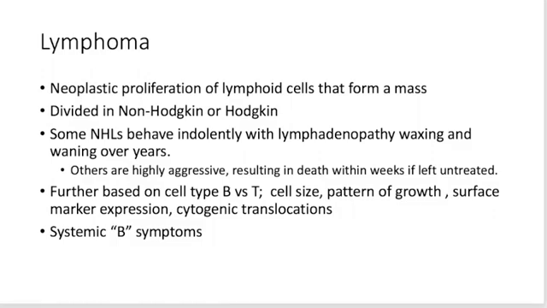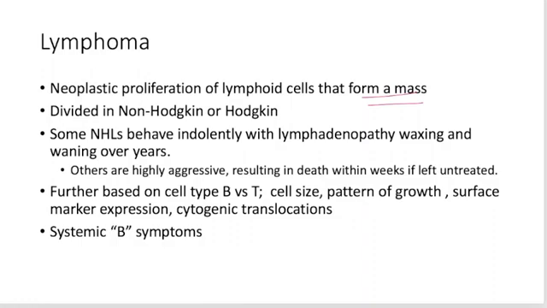Lymphoma. So now we're getting a neoplastic proliferation of lymphoid cells that form a mass. So this is not a circulating cancer. This now forms a mass. We have two types, non-Hodgkin and Hodgkin's. Some are indolent, waxing and waning over years. Others are highly aggressive, resulting in death pretty quickly. So there's a wide range of presentations with lymphoma.